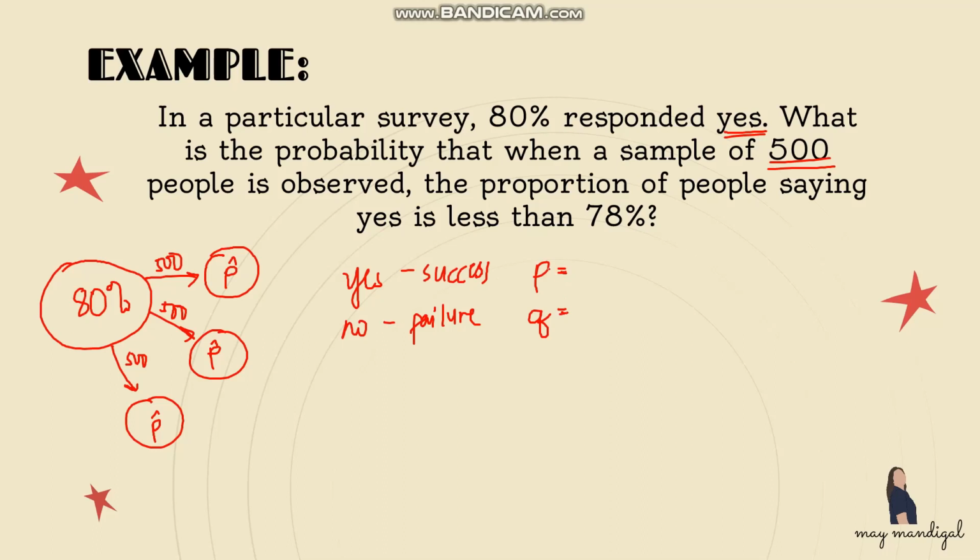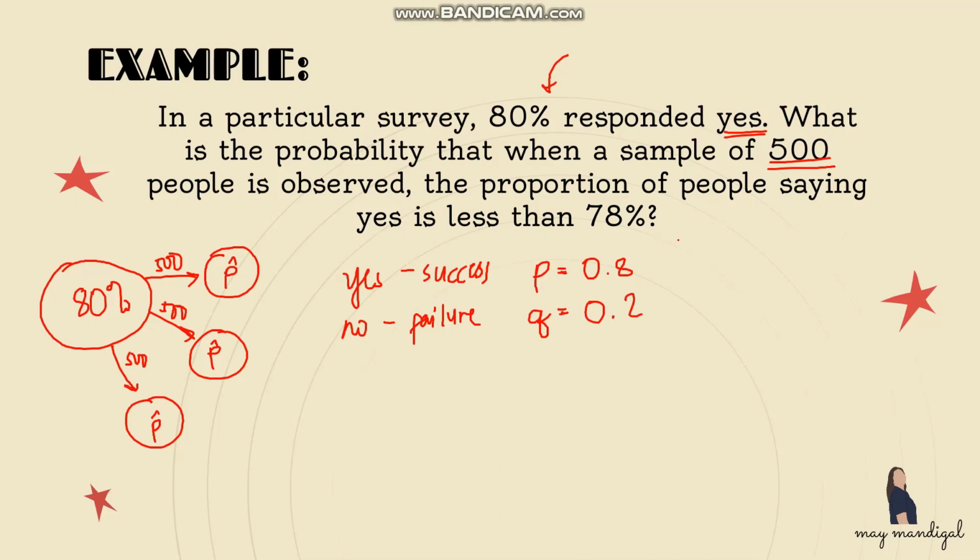So the value of p, since 80% responded yes, we represent it using decimals. So this one is 0.8. That is the population proportion of success, since again, 80% of the population responded yes from a particular survey. Now how about q? q is just 1 minus p, so since p is 0.8, the remaining 0.20 will automatically be our q.